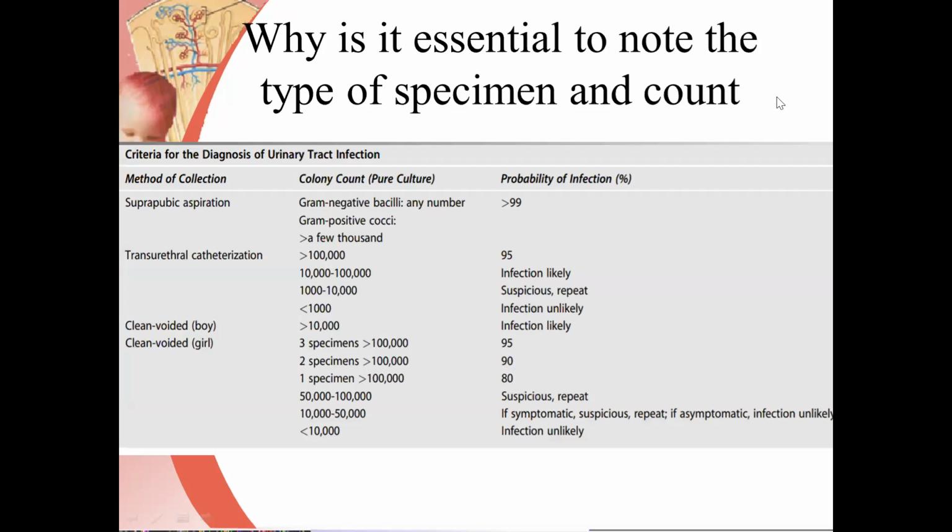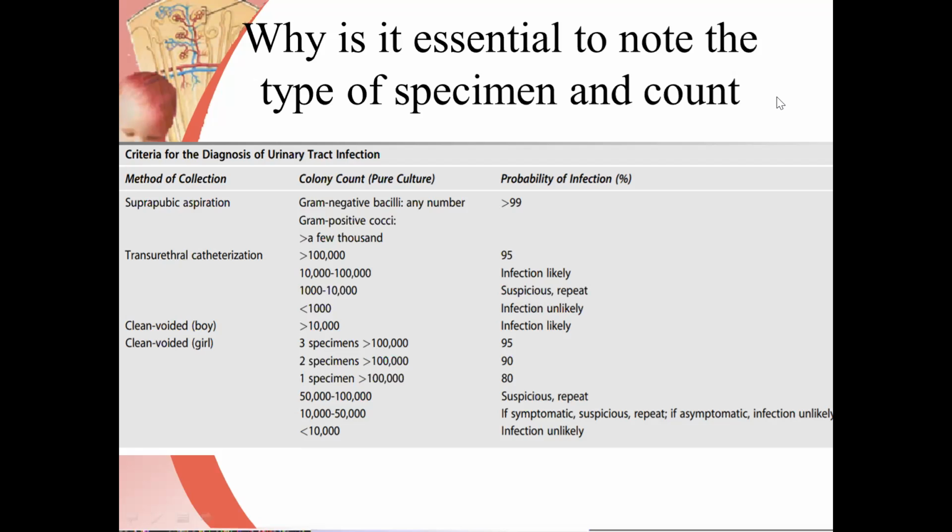If you look at this table, if the urine is collected via suprapubic aspiration, then any growth, any number of bacilli or cocci, even a few thousand, is important because there is a 99% possibility of infection if there is a growth on a suprapubic aspiration. If it is a transurethral catheter specimen, then you have 10 to the power 5, a colony count of 1 million organisms per ml, and that has a probability of 95% of having a urinary tract infection. Of course, lower counts may also indicate infection.